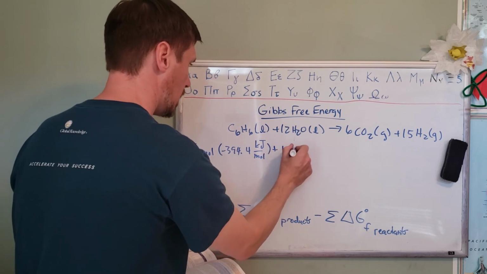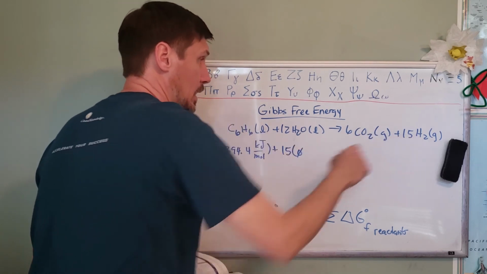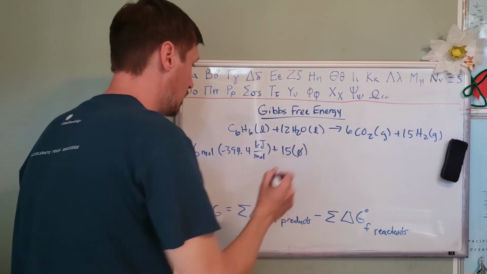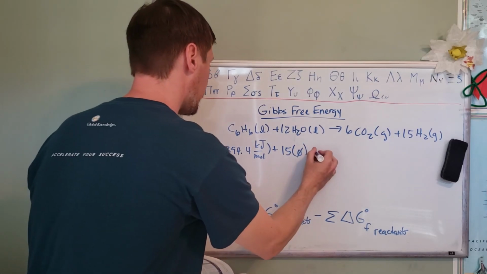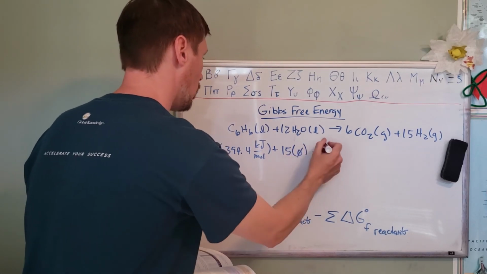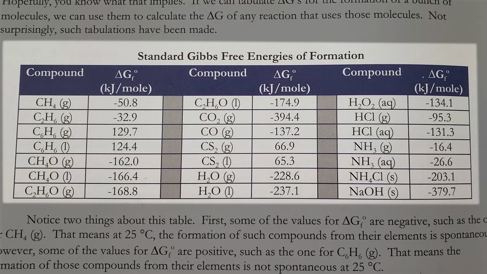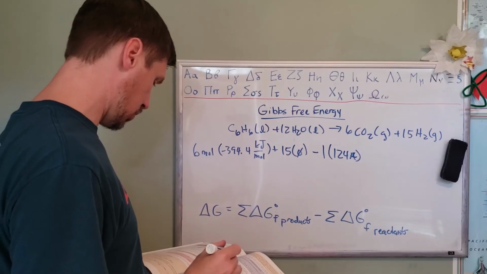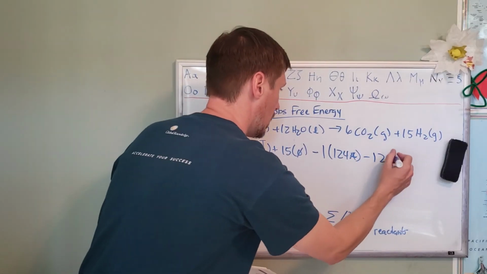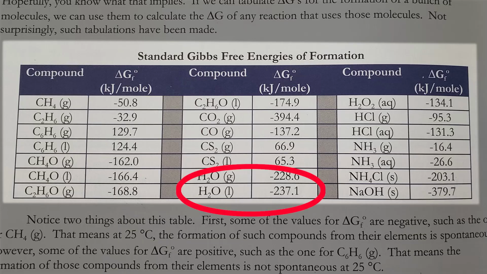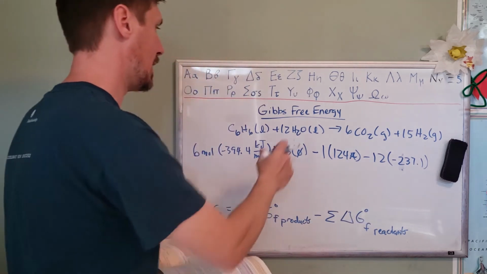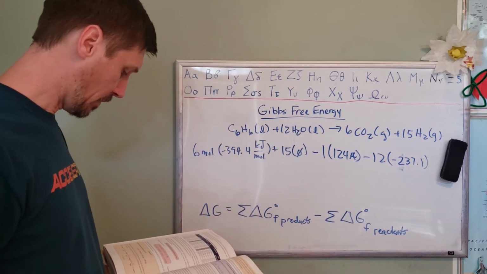We've got 15, this is hydrogen in its natural phase, and so it's going to have a value of 0, right? Minus 1 mole of C6H6, so that has a value of 124.4 based on what the table tells us. And then finally, minus 12 moles of negative 237.1 kilojoules per mole, and that's the value for H2O in liquid form.